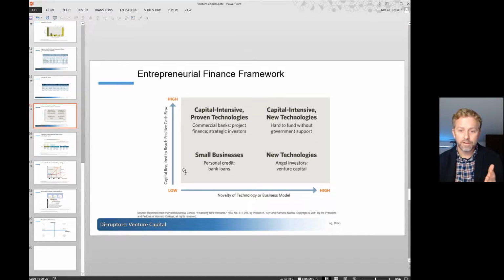But those are all on the left ends of the novelty spectrum. And typically what venture capital is looking for is something on the other end of the spectrum. So the things that are on the other end of the spectrum, actually before we get down to the bottom right, let's look at the top right. So capital intensive new technologies. It says here, hard to fund without government support. So what could be an example of something like that? I'll give you an example.